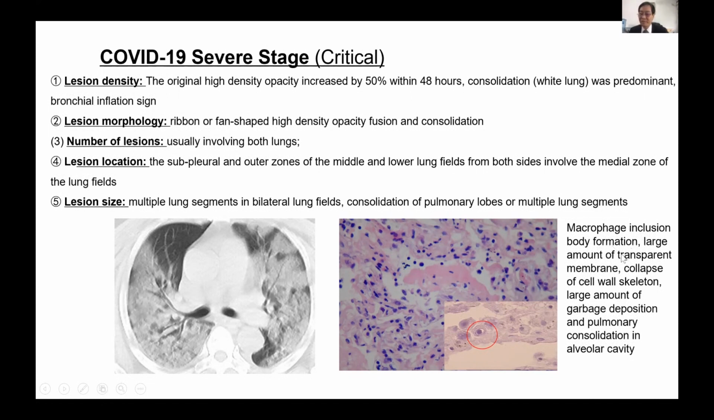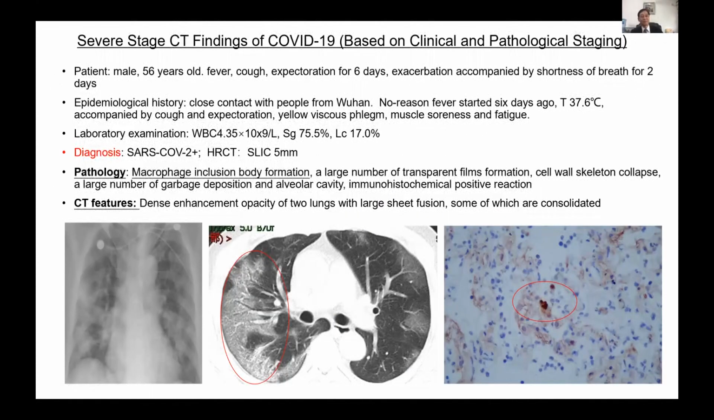Macrophage chlorine body formation. Larger amount of transparent membrane. Cell skeleton collapse, larger amount of debris deposition and primary consolidation in alveolar cavity. Severe stage of COVID-19.